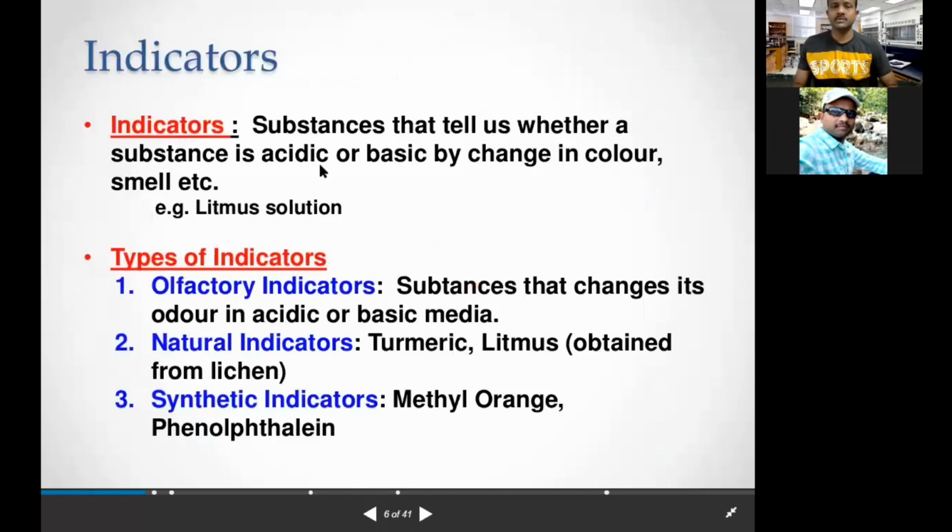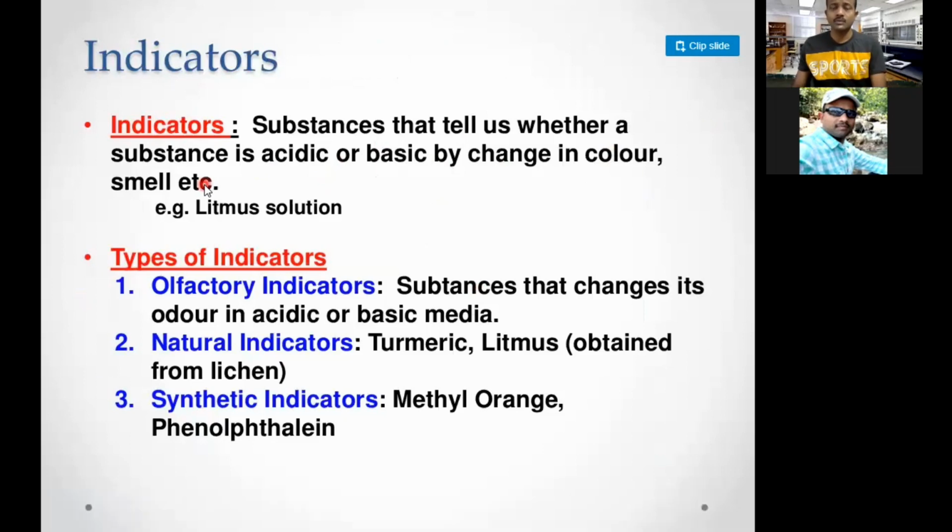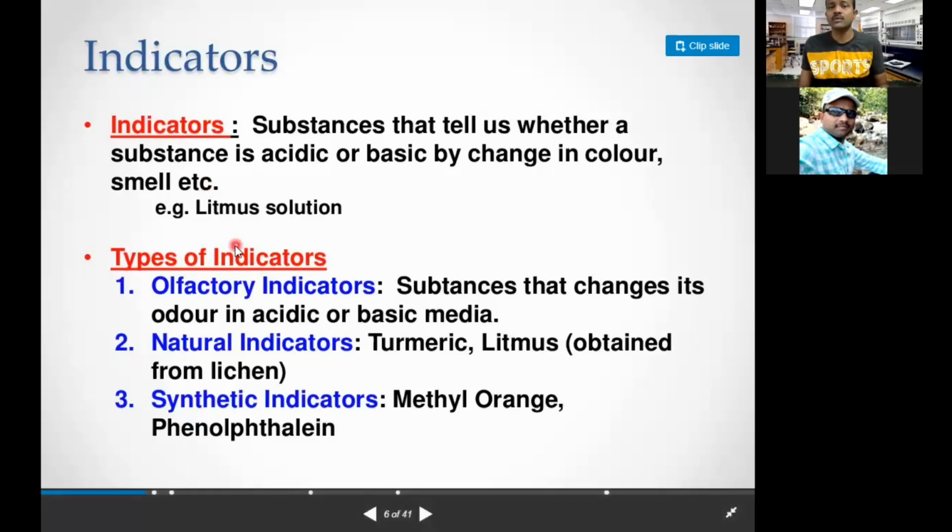here we have the indicators, types of indicators. The substances that tell us whether a substance is acidic or basic by changing color or smell, etc., we call indicators. Suppose you take an acid. Then how will you know whether it is acid or base? If you use olfactory methods to identify whether it is acid or base, we have some indicators. By adding those indicators, we come to know which one is acid and which one is base by color change or smell change. Indicator means it is in solution form, or some indicators are in paper form.